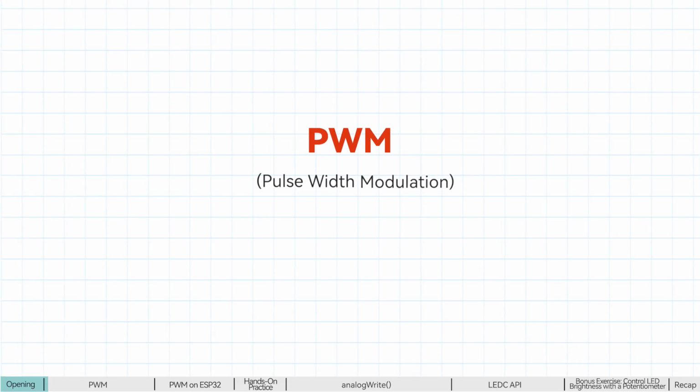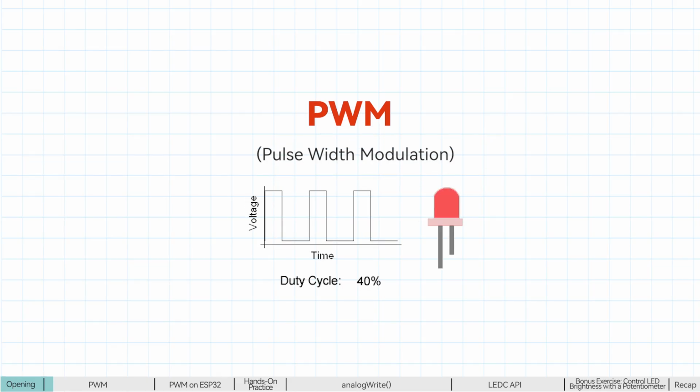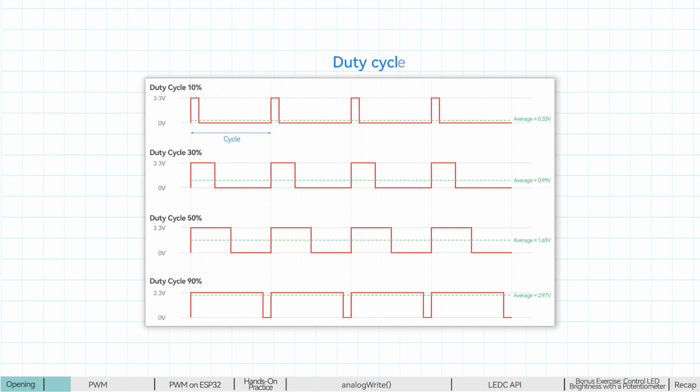PWM, short for pulse width modulation, is an extremely clever technique. By rapidly switching a digital signal on and off and precisely controlling the proportion of high-level time within one cycle, it equivalently outputs a continuously varying average voltage. Essentially, it is still a digital signal with only two states, high-level and low-level. By precisely controlling the ratio of high-level time within a fixed cycle, it equivalently controls the average power delivered to the load. This ratio of high-level time to the total cycle duration is called the duty cycle.